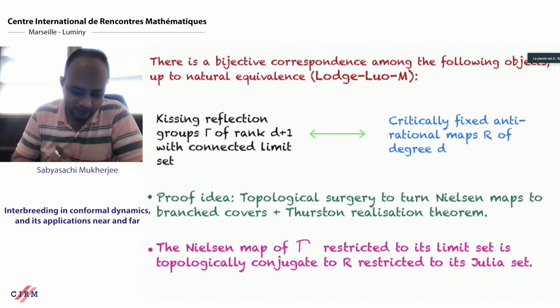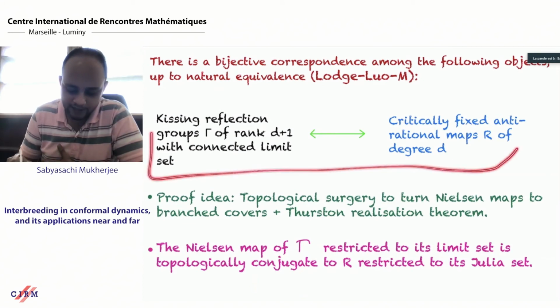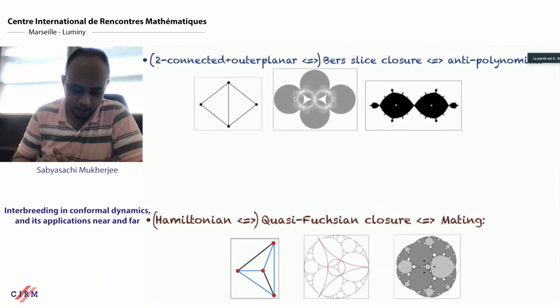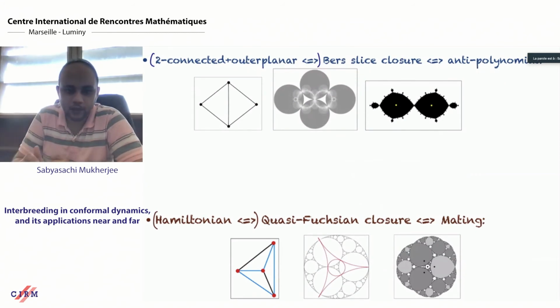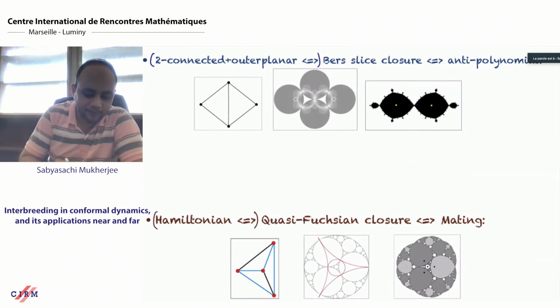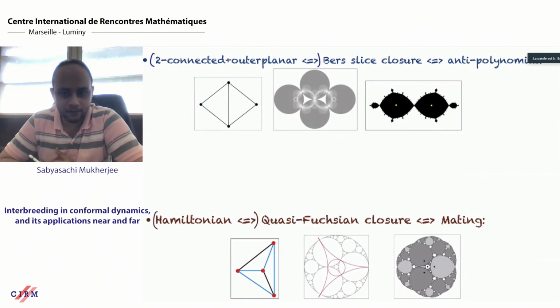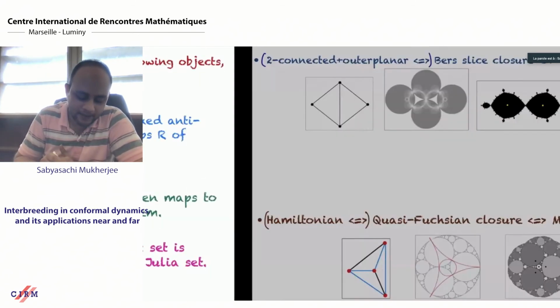I stated this bijective correspondence for all kissing reflection groups, not just the ones on the Bers boundary of the ideal polygon reflection group. But if you just look at the Bers slice closure of the ideal polygon reflection groups, they correspond to antiholomorphic polynomials. And in fact, there is more. Let's ignore these things now. These are qualities on the contact graphs of the underlying circle packing, but I don't think I have time to get there. So there are special cases of this theorem.